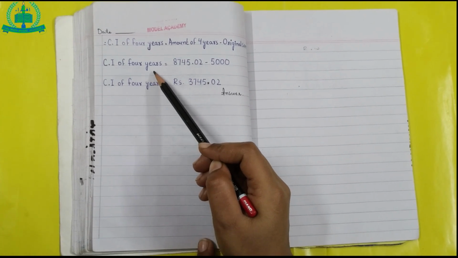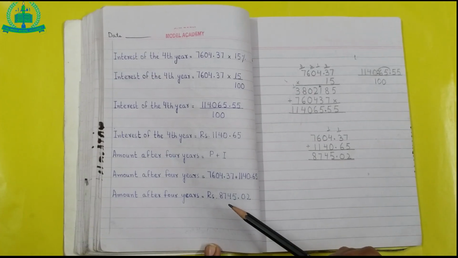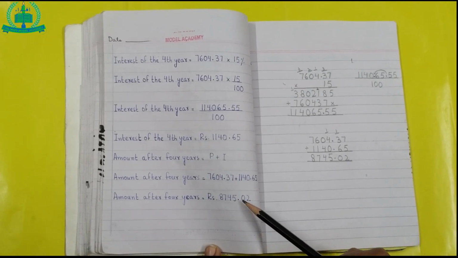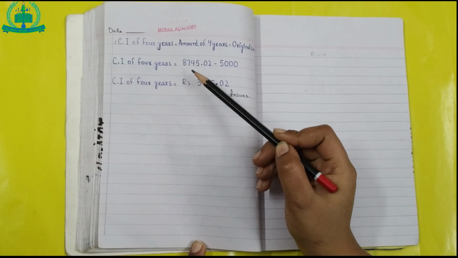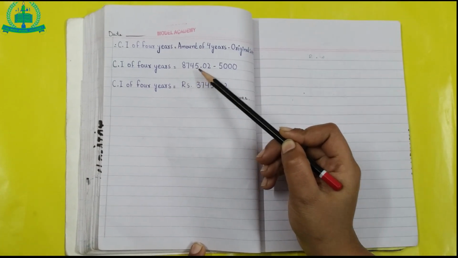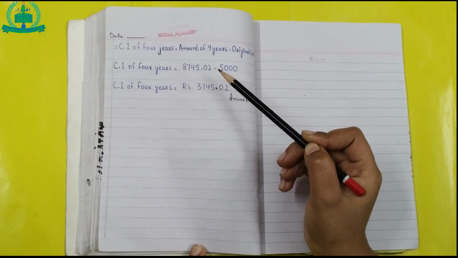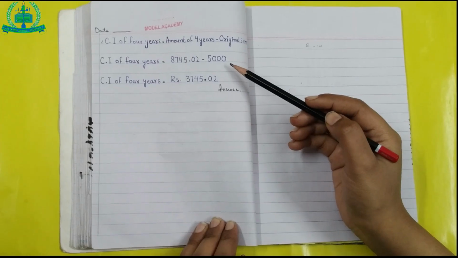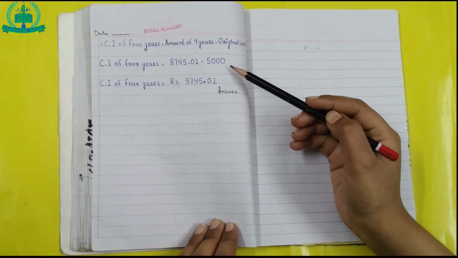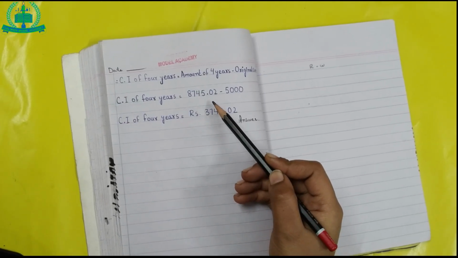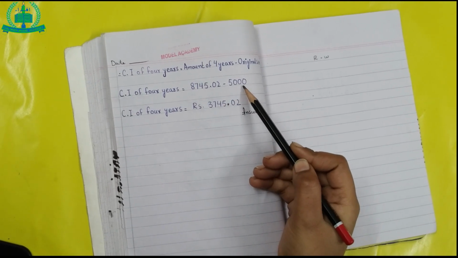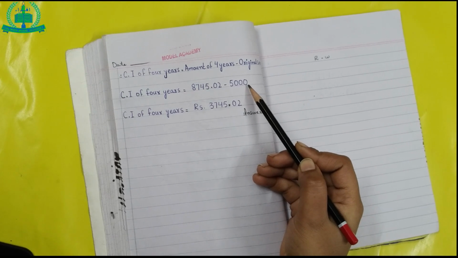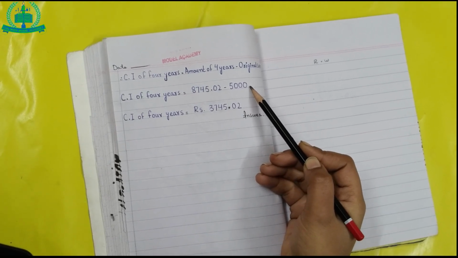Compound interest of 4 years is equal to amount of 4 years, which is rupees 8745.02. So we write 8745.02 minus original sum, which is rupees 5000. So we write 5000. In this expression, the first value has a decimal, but the other value is without decimal. When there is no decimal with the value, according to the rule, we put decimal after unit value.